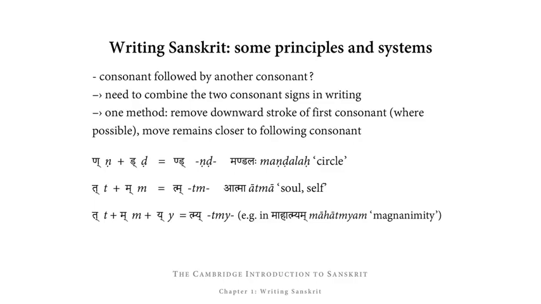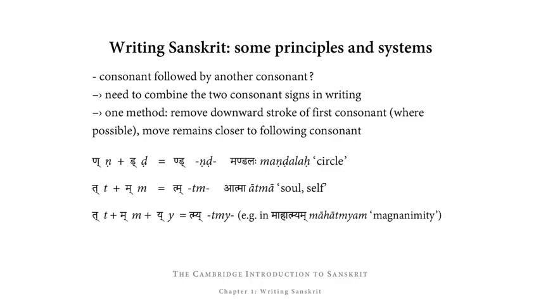If, on the other hand, you have a consonant that is followed not by a vowel, not by nothing, but actually followed directly by another consonant, what you need to do is to combine the two consonant signs in writing. Because remember, if you give just the consonant sign in itself, that is assumed to be the consonant plus the vowel short a. So if you need to write two consonants right next to each other, one very frequent way of doing that is to remove the downward stroke of the first consonant and then to move the remains of the consonant closer to the next consonant.